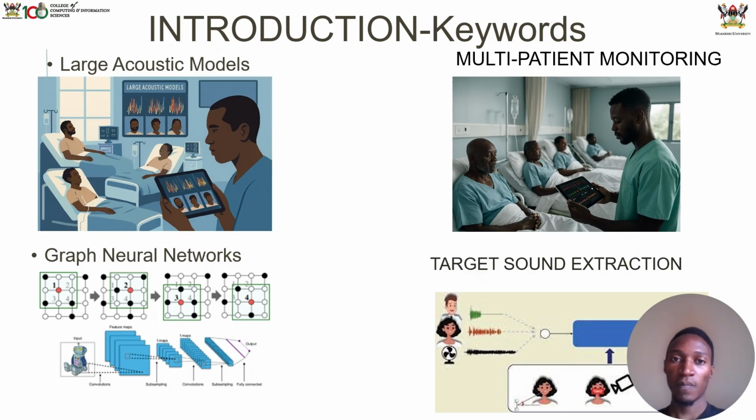Then target sound extraction, which is a signal processing and deep learning technique that isolates a specific sound of interest from a mixture of overlapping sounds. Then patient monitoring is a technique of monitoring multiple patients within the same ward. Say we can have tuberculosis, asthma, and COPD patients residing within the same ward, and we are monitoring them at the same time. Then you have explainable AI, which refers to methods and techniques that make decisions and predictions of AI systems understandable to humans. And then we also have knowledge distillation, which is a model compression technique where a small, efficient model learns to mimic a large, more powerful model.